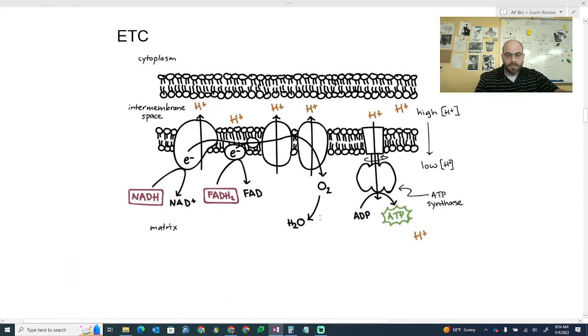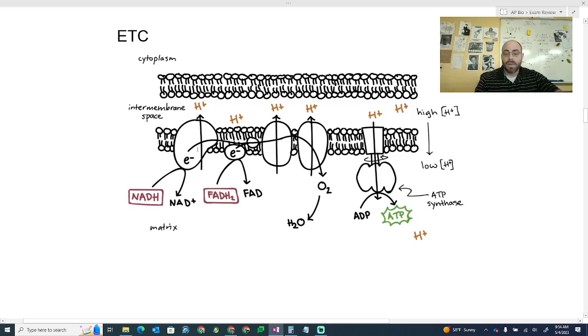Here's the ETC. There's lots of these protons. All these proteins have names. All this is crazy, but I want to talk about a couple of these things. NADH and FADH2 are going to be the superstars in this reaction. Those are electron carriers. What do they do? They carry electrons, and they're going to drop them off at these proteins.